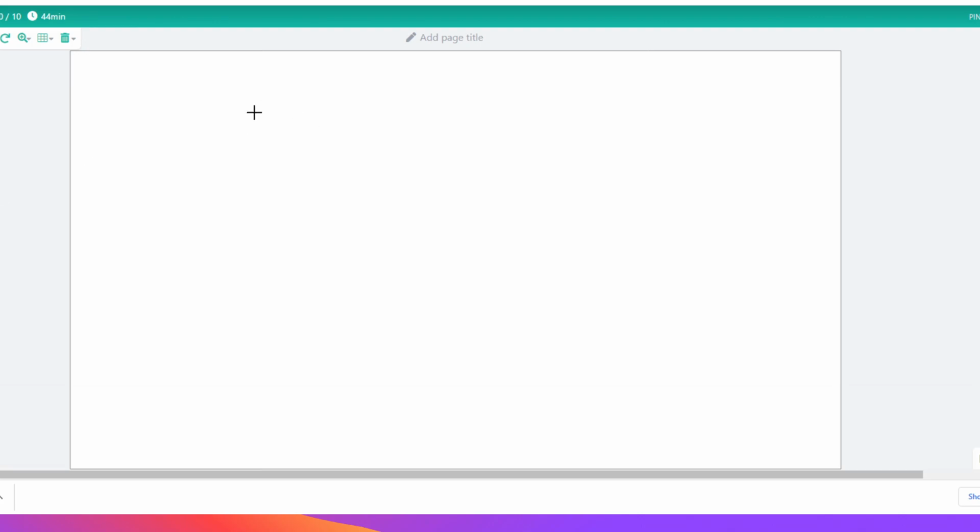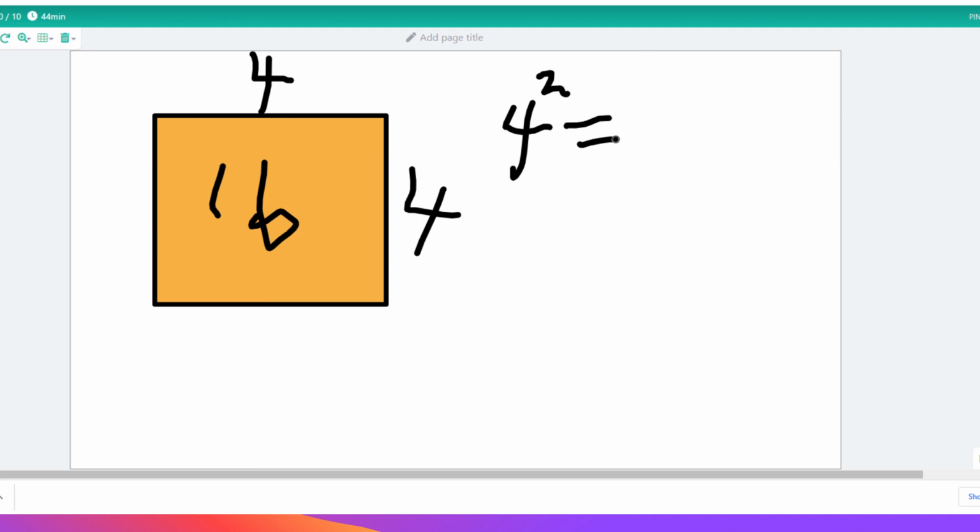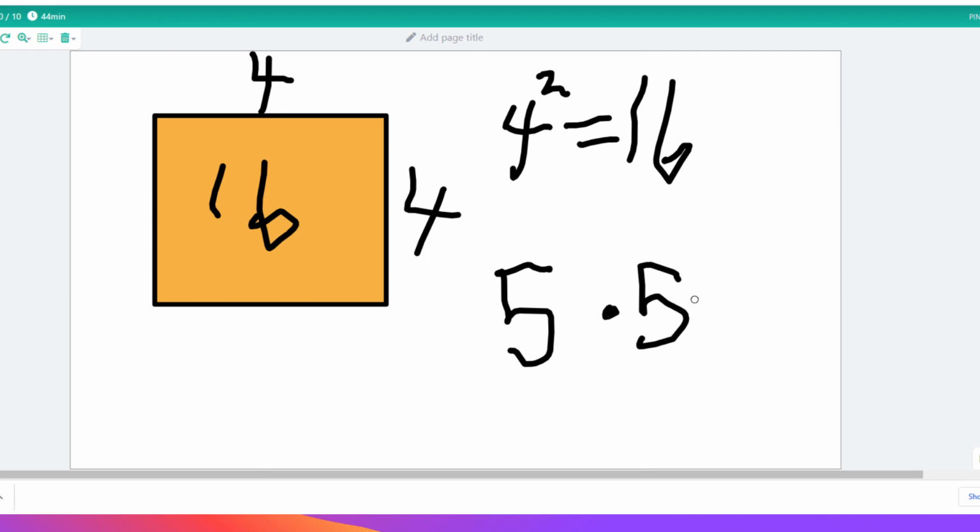Math people and their creativity, right? So let's look at a couple others. 4 squared: 4 times 4 is 16, so 4 squared must also be 16. 5 times 5, similarly. You might also see 5 with a little 2 on top. 5 times 5 is 25.